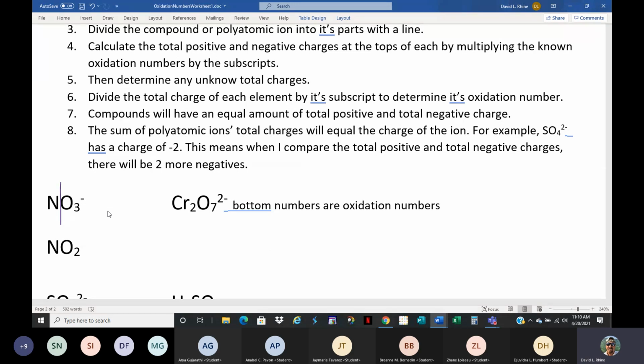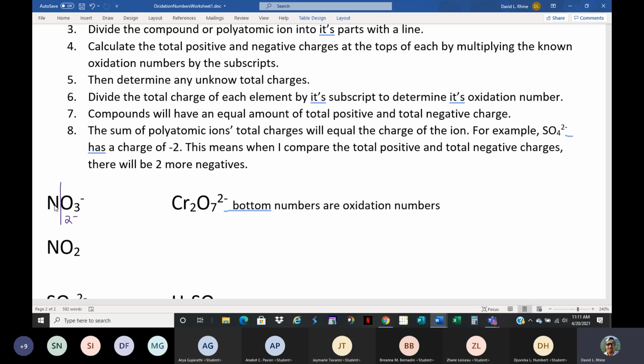Okay, now here's the deal. We know oxygen is a 2 minus. The reason we have to go through this process is that nitrogen has 6 different, is it 6 or 4? Let me look real quick. No, 5. Nitrogen has 5 different oxidation states.